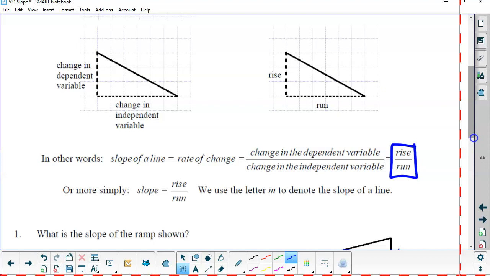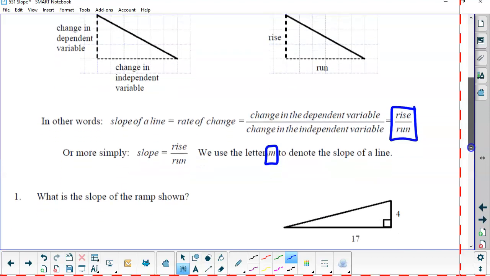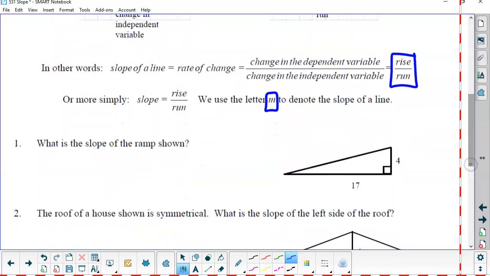Okay. M is used for slope. Not quite sure why. I didn't invent it. But that's what is understood to be the slope. And lowercase m. Yesterday we did midpoint, which is uppercase. This is lowercase. Okay? So this is a ramp. Maybe it's made out of cement. Okay? What is the slope of it? So that's the rise over the run.